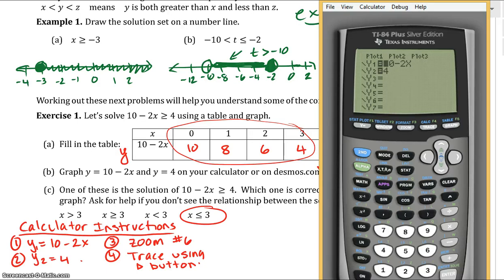So now I'm going to go to zoom. I'm going to hit zoom 6. If you remember zoom 6, let's do it again, was the standard window. And it's going to give me a graph. Now I'm going to use the trace button and the little right arrow.